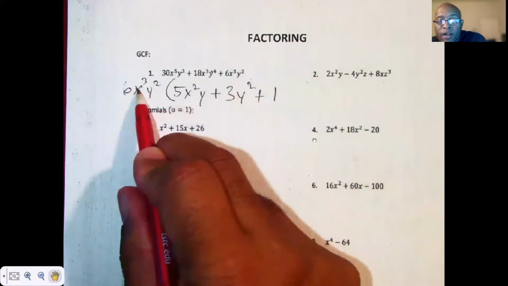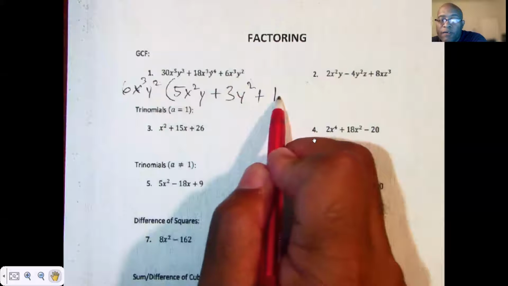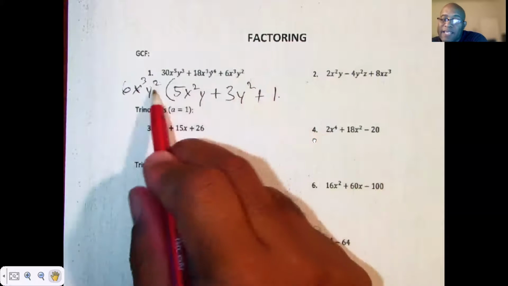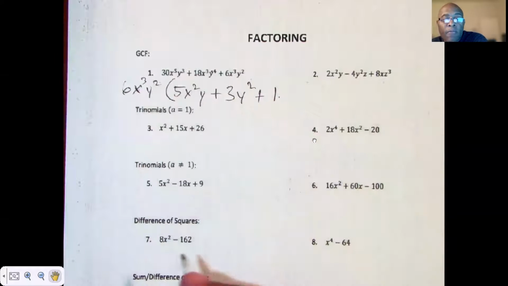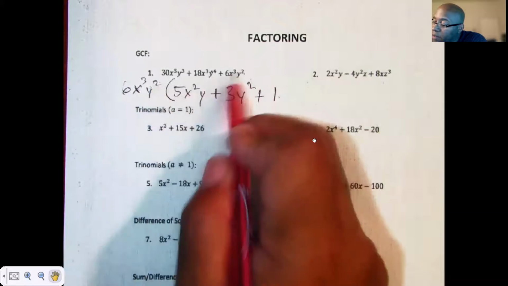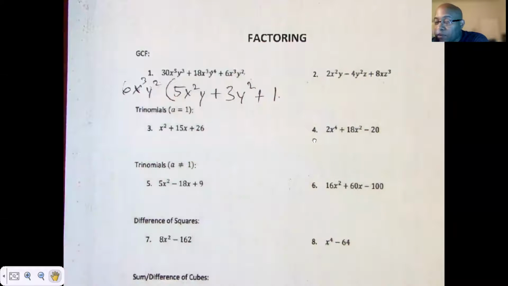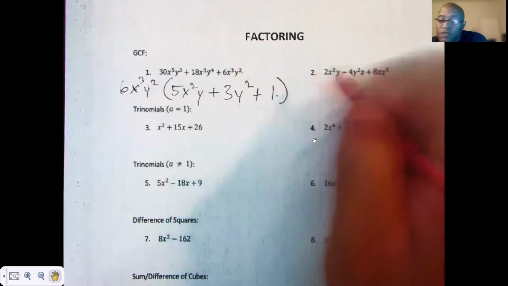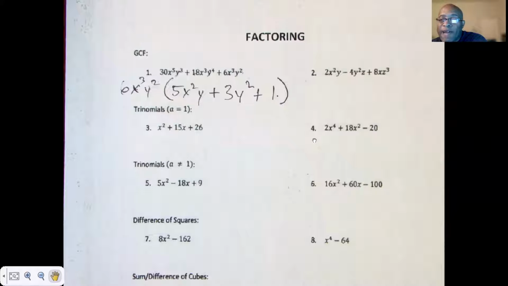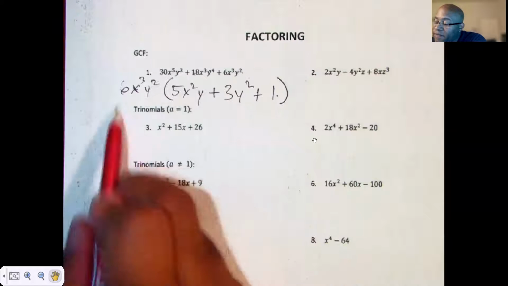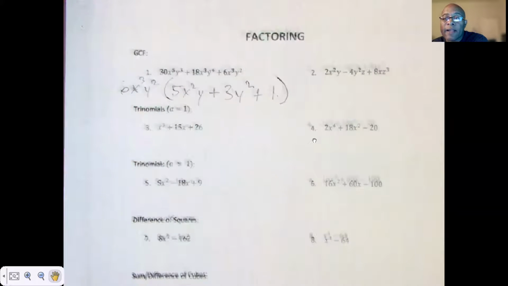X to the 3rd, X to the 3rd. There's no division there. It's just going to be 3 minus 3, which is X to the 0, which is really 1. Same thing with Y to the 2nd: 2 minus 2 is 0. Y to the 0 is 1. So all I have down here is 1. That's my factored form. My GCF is 6x to the 3rd, Y to the 2nd.